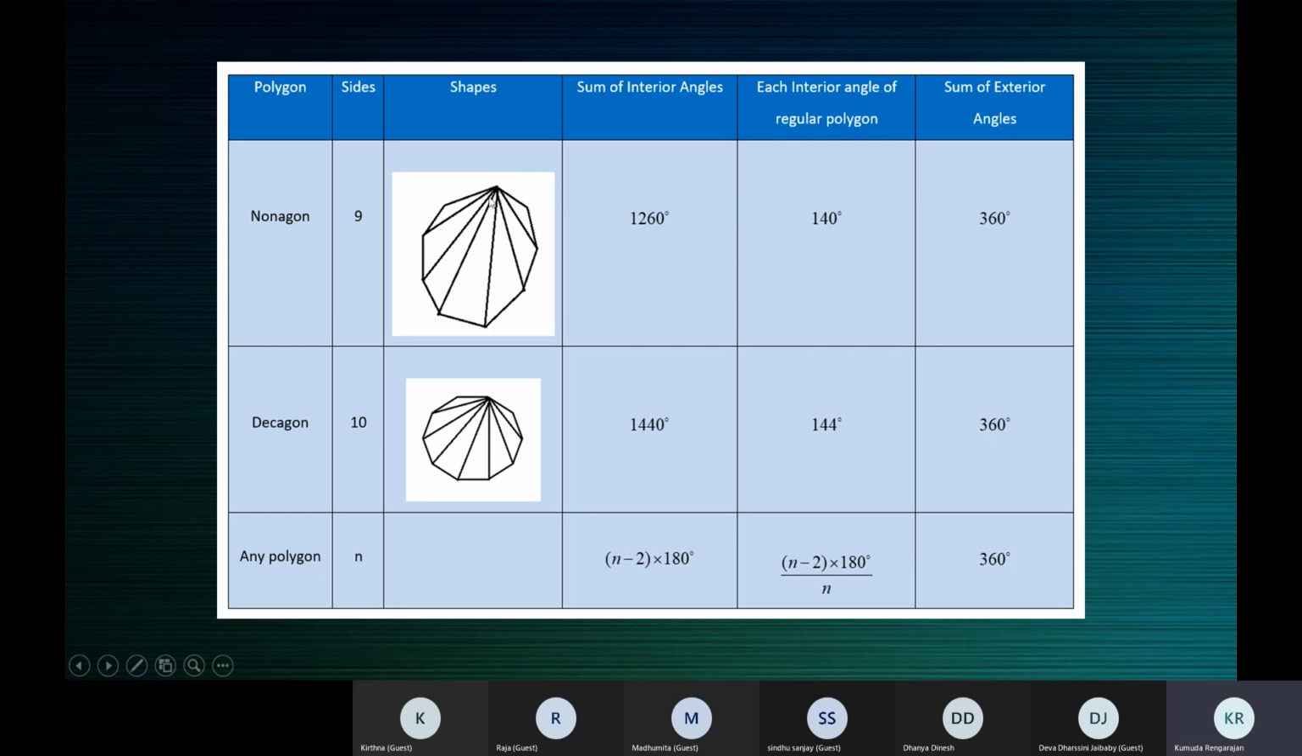So I've divided this nonagon into some triangles by joining all these line segments: 1, 2, 3, 4, 5, 6. By connecting these 6 line segments, I'm able to divide this nonagon into 7 triangles: 1, 2, 3, 4, 5, 6, 7 triangles. So 7 into 180.